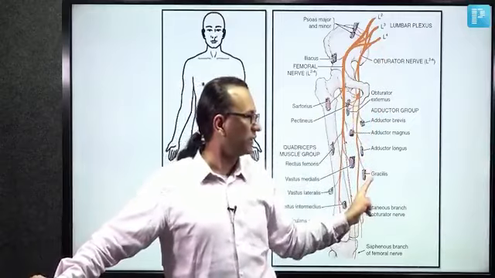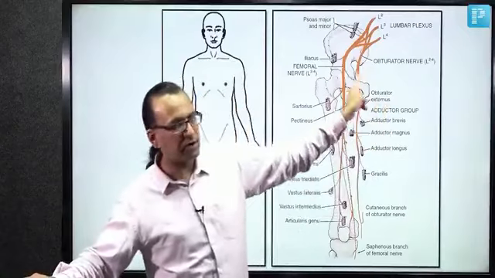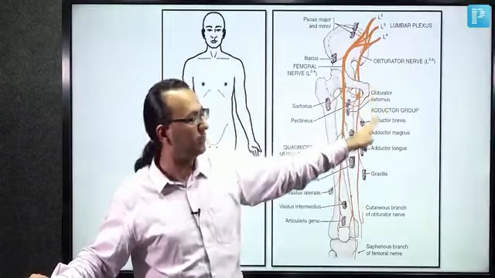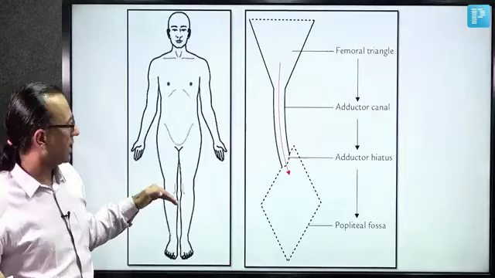They are doing thigh adduction at the hip joint, but be careful about the obturator externus, which is also supplied by the obturator nerve, the nerve of the medial thigh, but it is not an adductor, it is a lateral rotator at the hip joint. When we are talking about the thigh, it is upper thigh, mid thigh, and lower thigh.